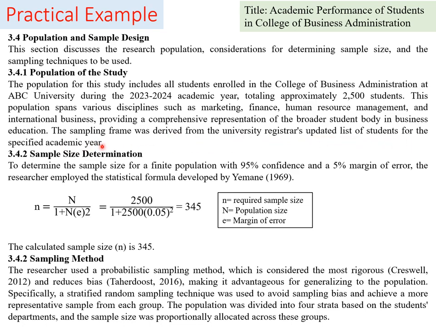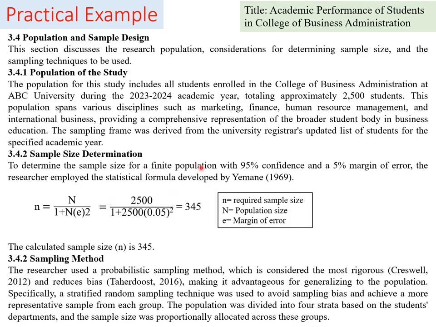The sampling frame is just the updated, cleared list of students which is used for our sampling process. The sample size can be determined using the Yamane formula because the population is already known. Since the population is 2,500, which is a large number, conducting a census requires a large amount of cost and time. So we can use sampling, and we can use the Yamane formula because the population is already known.